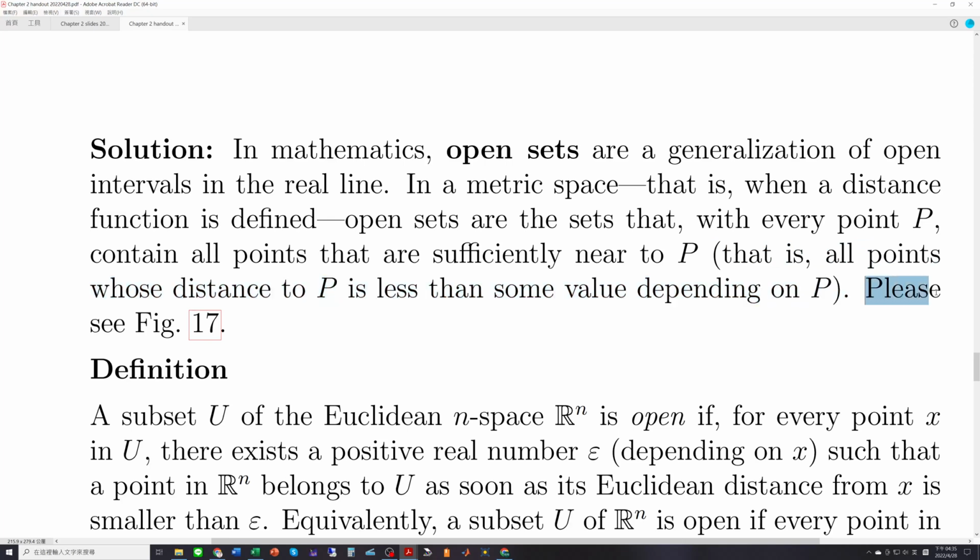Okay, please see figure 17. Let us see figure 17.